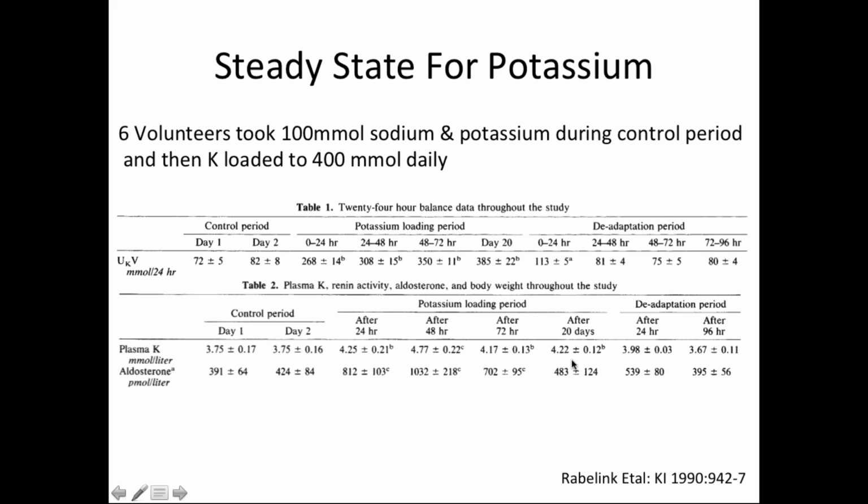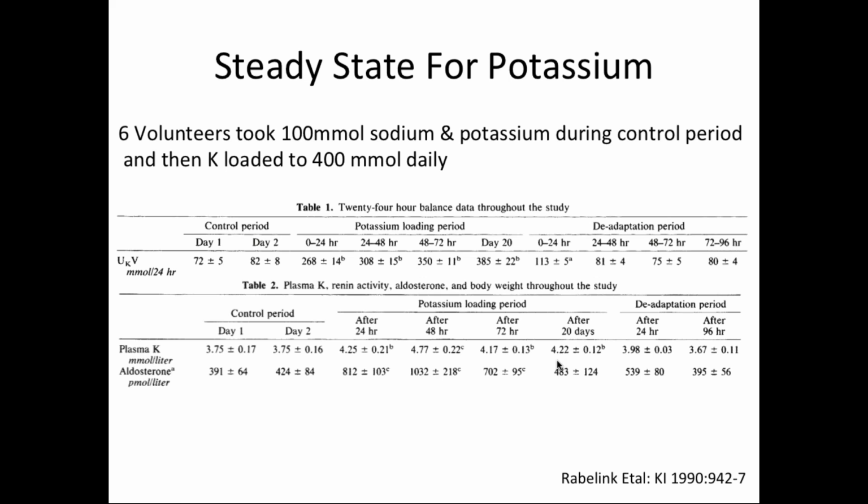And then when they stop their potassium, they go back to their previous baseline. When you look at aldosterone as well, the aldosterone increases all the way up to 1,000 from 400. And by the time you reach steady state, it is very close to its previous baseline, just slightly higher. And this slight increase in serum potassium, as well as slight increase in aldosterone, is enough for the kidney and for the body to excrete 400 millimoles of potassium every day.